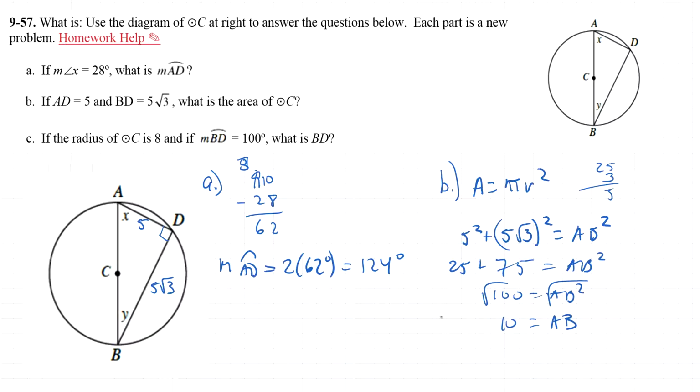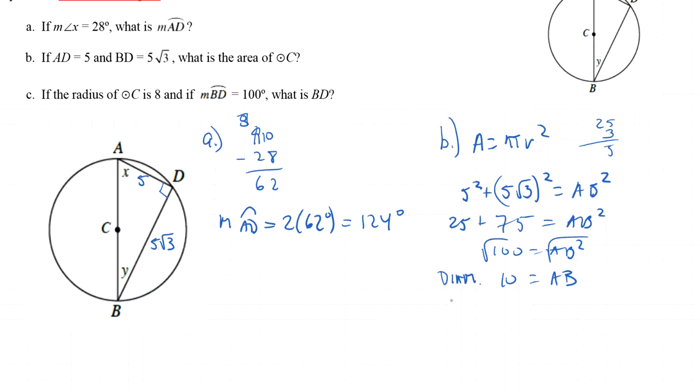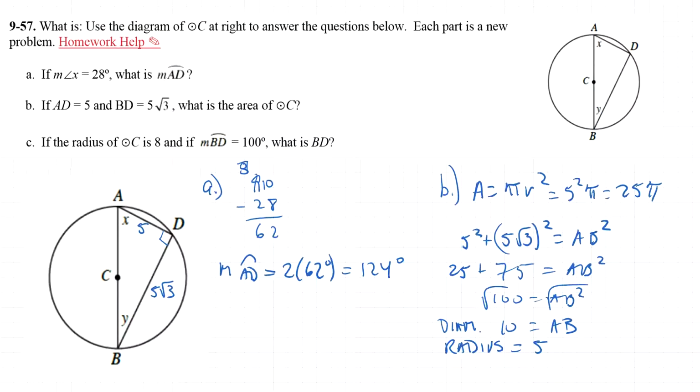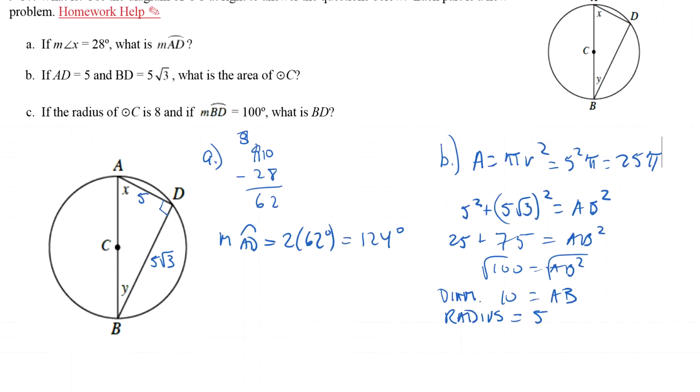And this is the whole diameter. We don't want the diameter, we want the radius. And so the radius is going to equal 5. Now I can plug it into my formula up here. You're going to get 5 squared times pi, which is 25 pi. It doesn't say anything about converting it to decimal, so I'm just going to leave it in exact form. So the area of circle C is 25 pi.